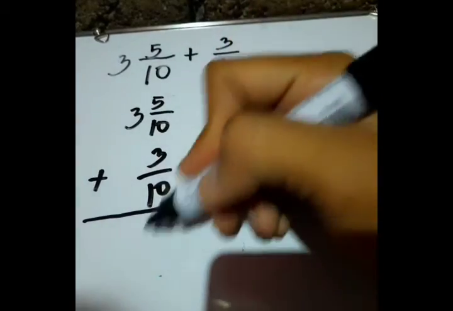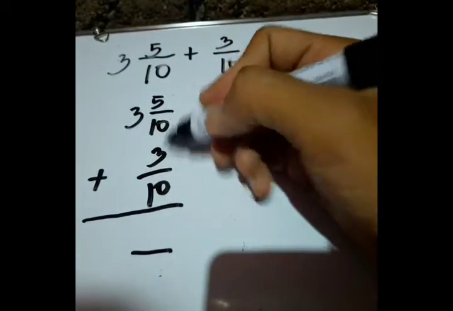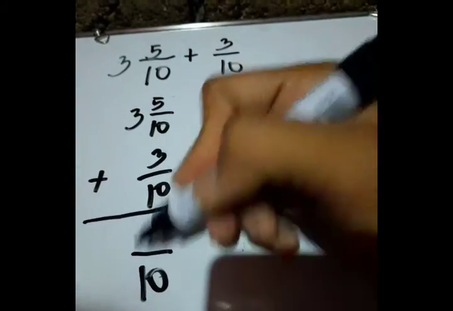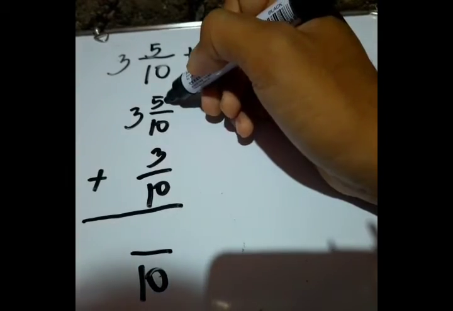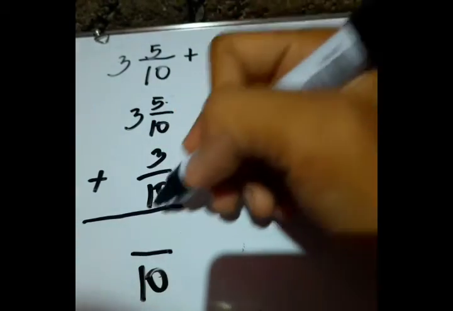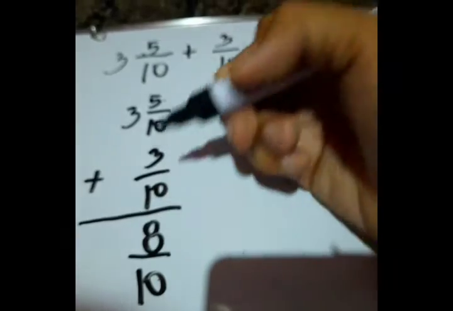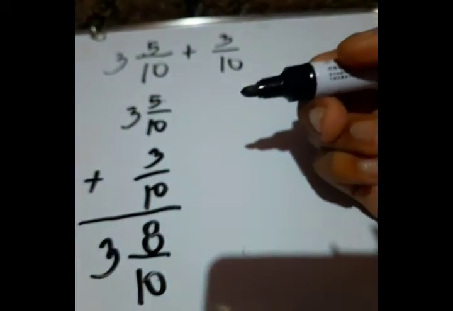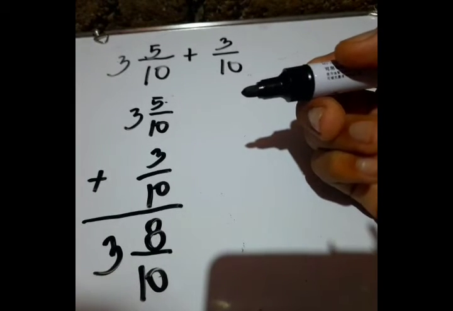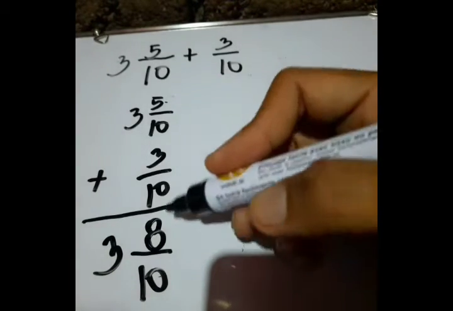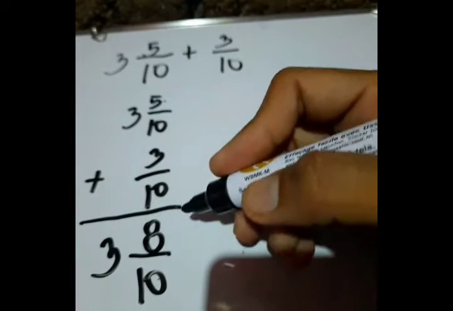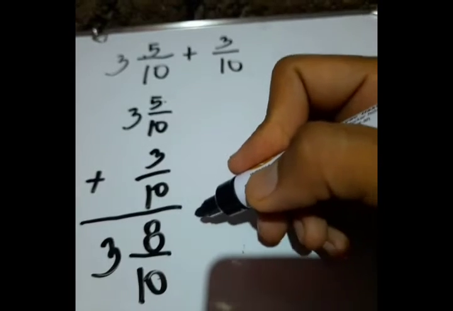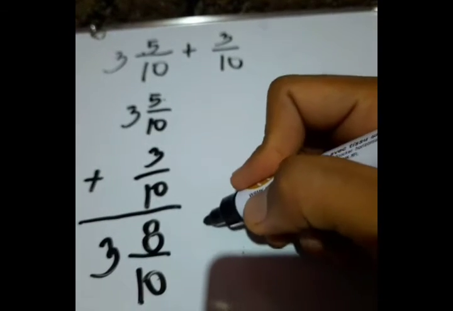So proceed now. Since they are similar fractions, we will just copy the denominator. So we have 10. And for the numerator, we have 5 plus 3 is equal to 8. And then we can bring down this one. So there you have it. Are we now done? No, because we can still simplify 8 over 10. So what will be the GCF? Yes, that is 2. So we will now divide this by 2.